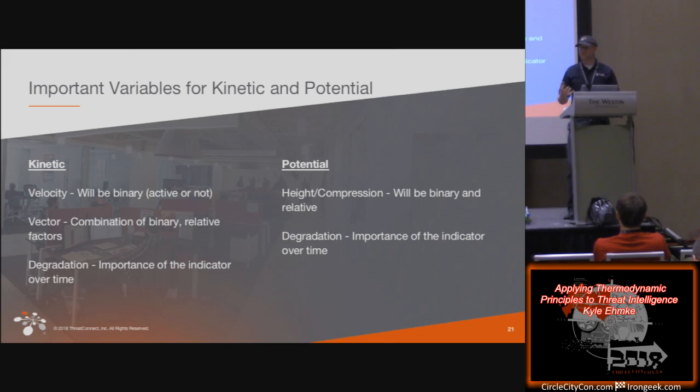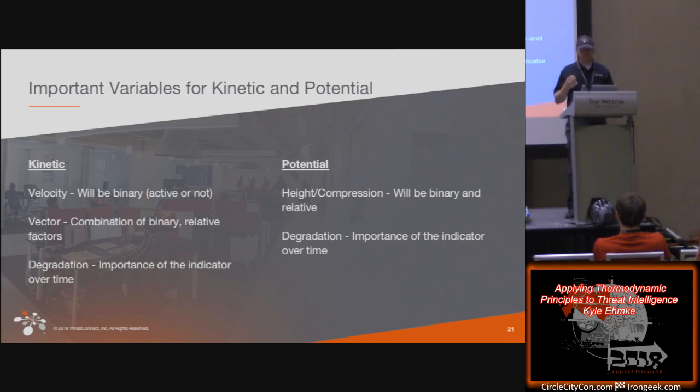Now, if you're thinking about the diamond model for intrusion analysis, this is really going to be describing the relationship between the adversary tools and infrastructure, as well as the victim. And then for degradation, much like gravity or friction ultimately reduce kinetic energy over time, time, in our case, is going to reduce the kinetic energy of an indicator.